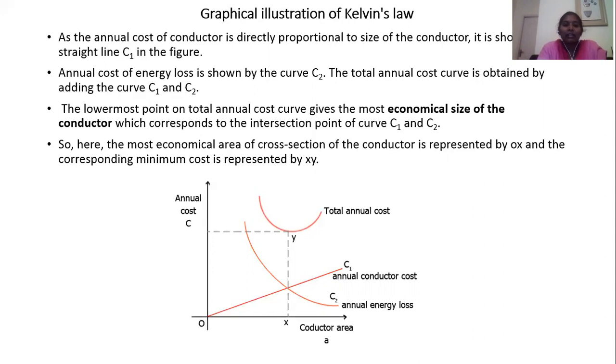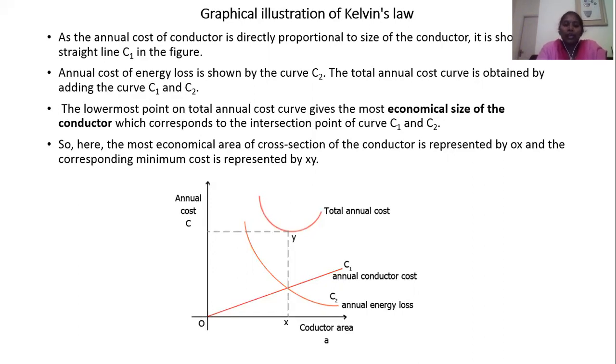And you can just see that the lowermost point of the total annual cost is the one which is going to give you the most economical size of the conductor. And that corresponds to the intersection of the two costs C1 and C2. So now from the graphical illustration, I can get the area of cross section of the conductor and what the annual cost will be.